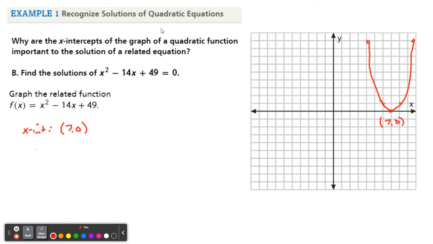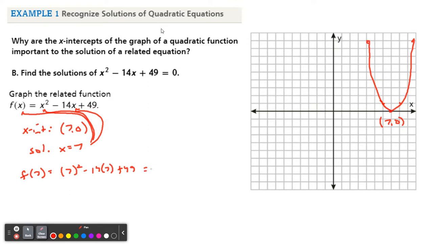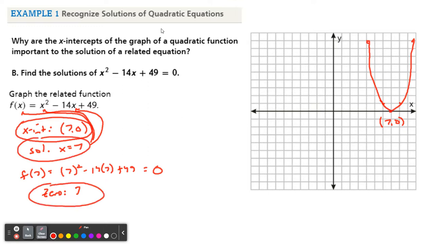Okay, so again, that means that our solution to this problem is x equals 7. And just to show you, if we take that value of 7 and plug it into the function, so f of 7 equals 7 squared minus 14 times 7 plus 49, right? So I take this value of 7 and plug it into the function wherever I see an x. When you simplify this, you're going to get 0. And that means that 7 is also a 0. So you have a 0 of the function, and that would be the number 7. So all of these are ways to express the answers to this problem.